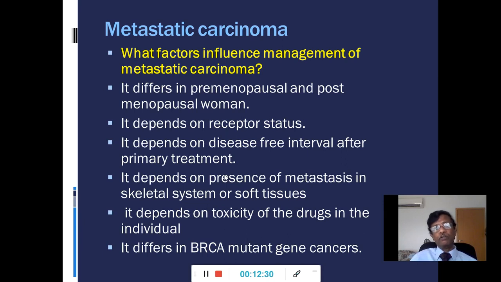Some individuals may not be able to tolerate chemotherapeutic drugs such as anthracyclines, especially doxorubicin, and epirubicin. These are the drugs that sometimes are likely to have side effects. That's the main problem. It also differs in BRCA mutant gene cancers.